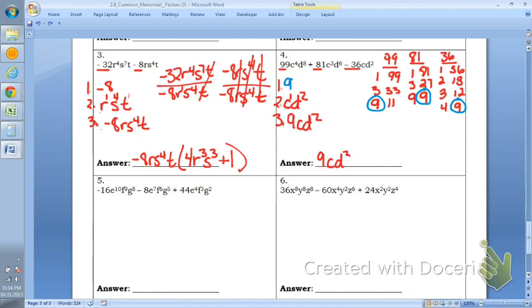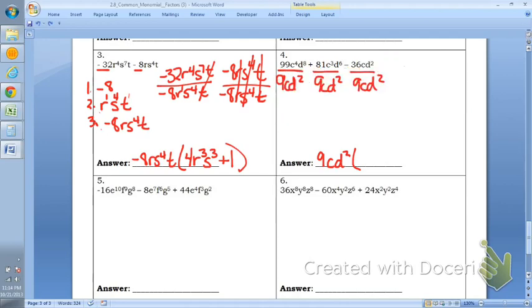If you take each one of those terms and divide it by your greatest common factor, you'll be able to find the other factor. Okay, so I just draw my fraction bar and divide each one of those by the greatest common factor that we just solved for. 99 divided by 9 is 11. C to the fourth over just c is c to the third. D to the eighth over d to the second is d to the sixth.